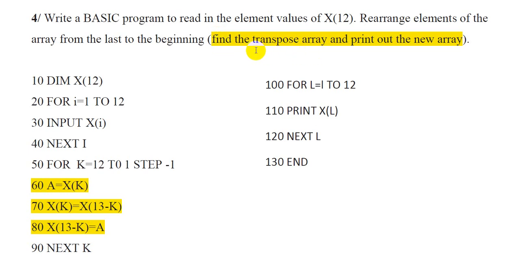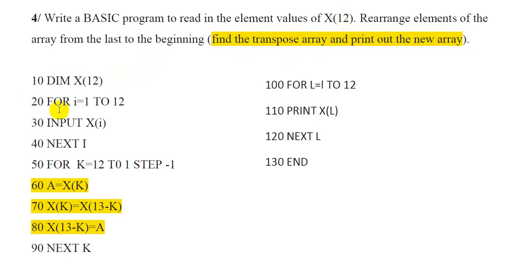Find the transpose array, or the inverse matrix, here, and print out the new resultant array. 10 dimension of x, 12 here. 20 for I equals 1 to 12, just because we have an x value of 12 exactly in terms of 12 elements in the set of x, or in the list of x here. The 12 elements stand for the list of x, as you can see right here.